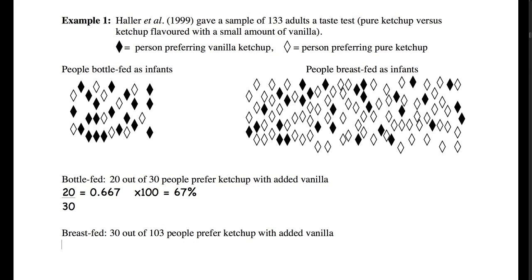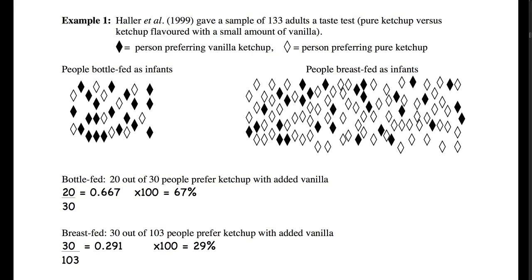Let's do the same for the breastfed group. So we can write those numbers as a fraction. So that's 30 out of 103 people. And then if we do that division, that works out to 0.291. That's the proportion, it's not the percentage. So multiply by 100, and that gives us, if we round it off, 29%.